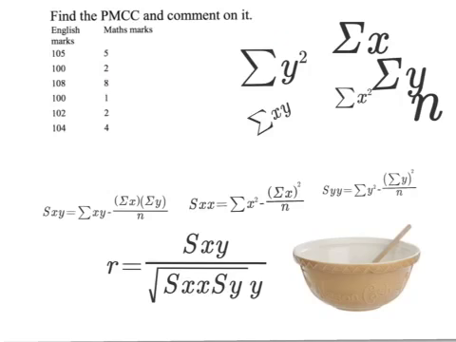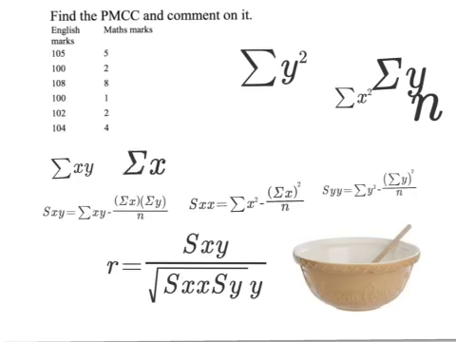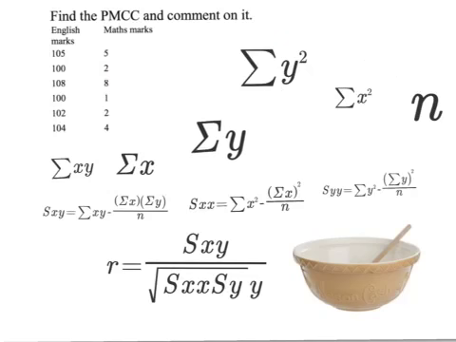So if you look at the SXY, the first thing is the sum of XY. Have I got one of them? Yes, I have. Okay, so that's there. And have I got a sum of X? Yes, I've got a sum of X. And have I got a sum of Y? Yes, I've got a sum of Y. So those 3 things make up SXY.